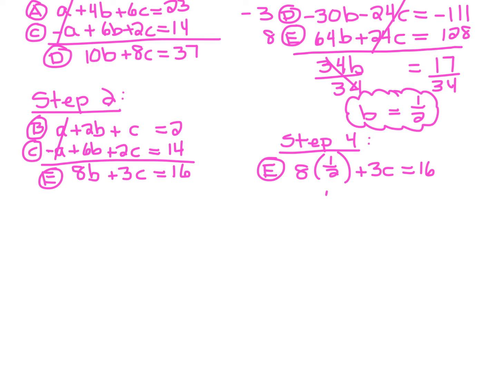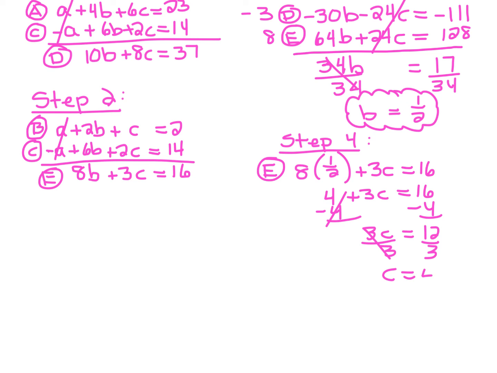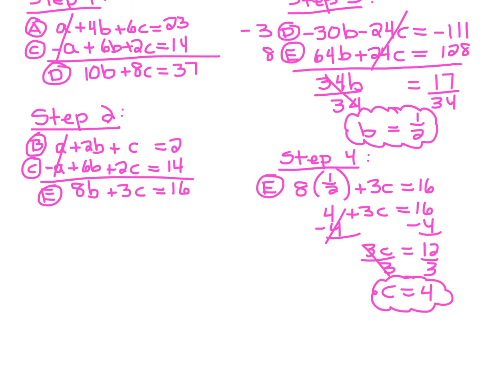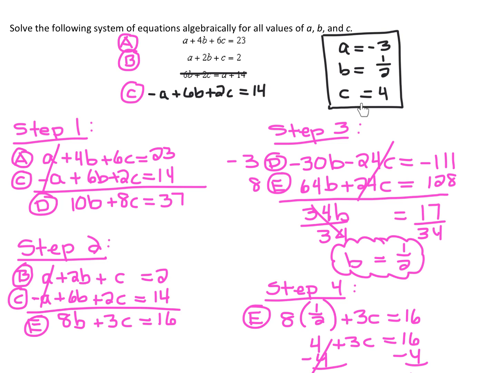Okay, so 8 times 1/2 is 4. So 4 plus 3c equals 16. So just solve this. Subtract 4 from both sides of the equation. So that gives us 3c equals 12. And when we divide by 3, we get c equals 4. All right, now, let me look back up. I have to move the screen up. And look at that. C does equal 4. Okay, so now we just have to show we're solving for A.